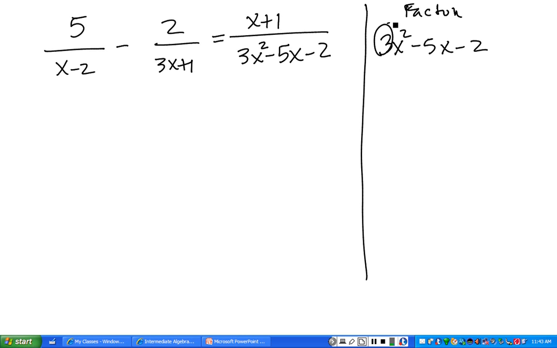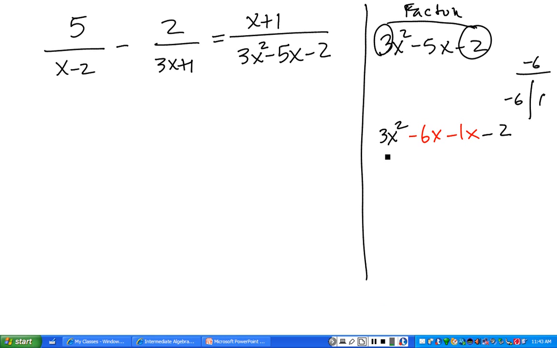We'll multiply 3 times this negative 2 to get a negative 6. And we'll find factors of negative 6 that will give us a negative 5, like negative 6 and 1. Therefore we have 3x squared minus 6x minus 1x minus 2. Let's factor by grouping. We get 3x times x minus 2. And this should be a plus here. We have the x minus 2 that we need. Therefore, let's take out a positive 1.